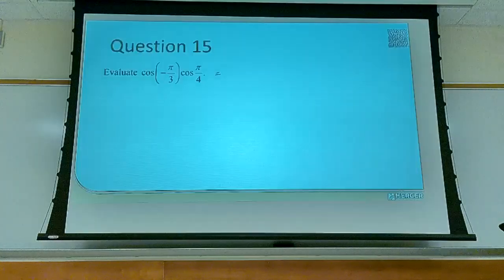I'm going to use the even property on cosine. Even property, you just changed it to positive? Cosine is even, so f of negative x equals f of x. So I can just drop the negative from the pi over 6.